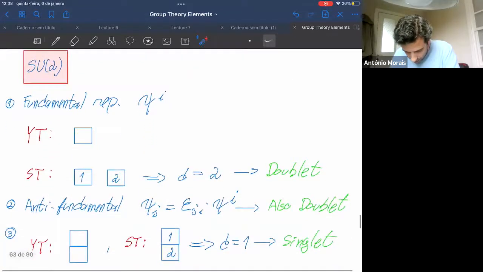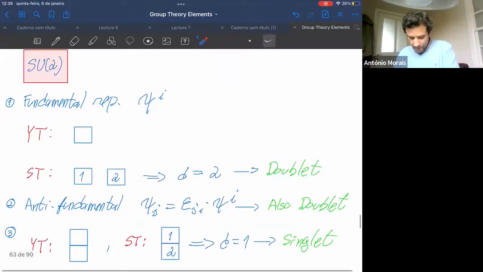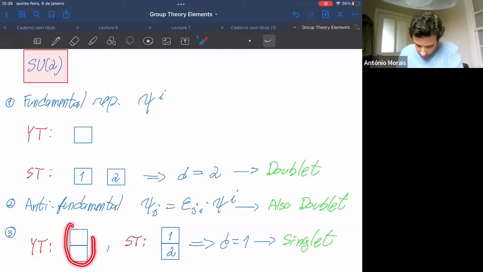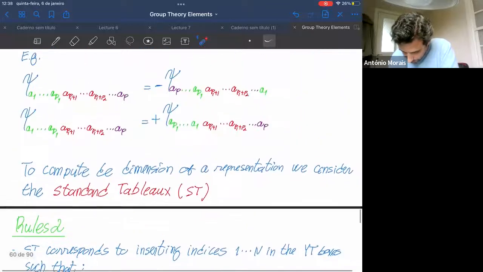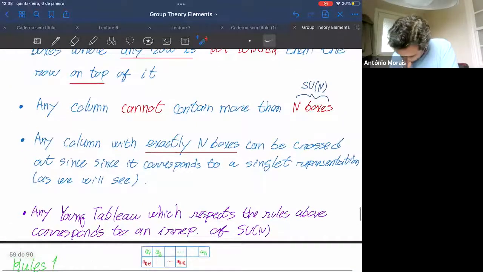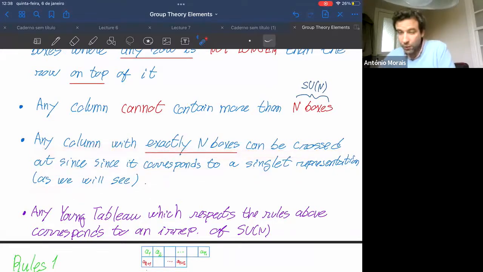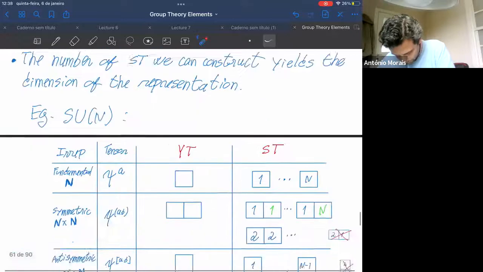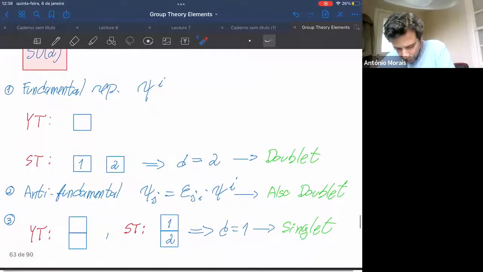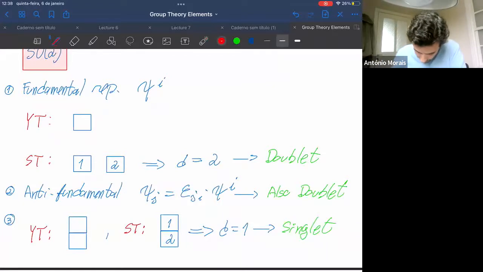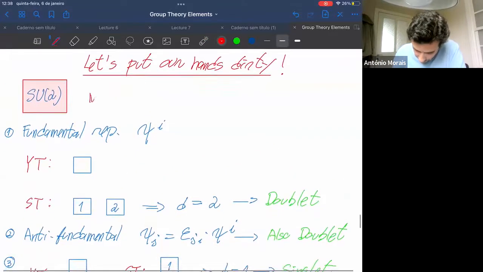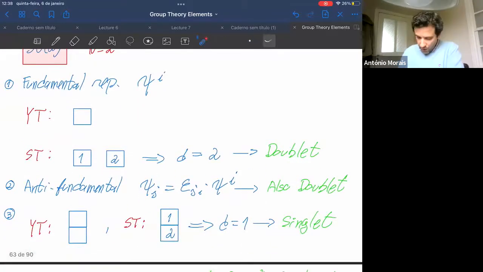But what about the singlet representation? So if you have a column, this is what I said above. Look at this, the maximum in one of these rules: any column with exactly n boxes can be crossed out since it corresponds to a singlet representation. We'll see it several times. And now this is the first time we will see it for SU2. SU2, n equal to 2. So this is n, we know. Let me write the obvious here, n equal to 2. So we have two boxes.